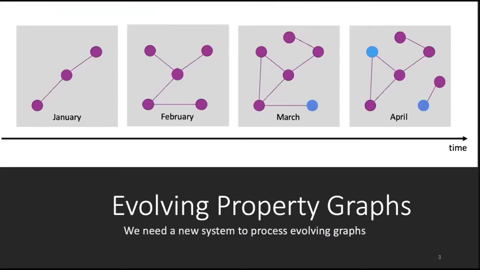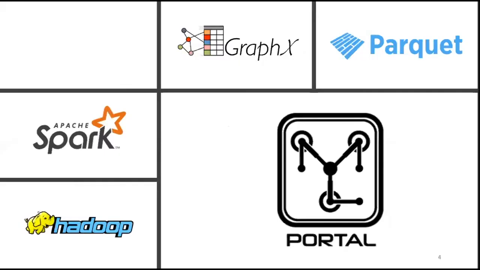Hence, we need a system that is able to process and query evolving graphs in a systematic and efficient way. The work presented here is part of the Portal project. Portal is a distributed platform for querying and analysis of evolving graphs. Portal is implemented on top of Apache Spark and uses the GraphX library and the Parquet data format.